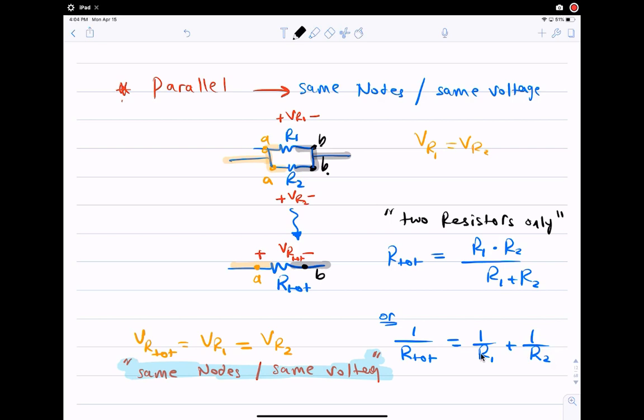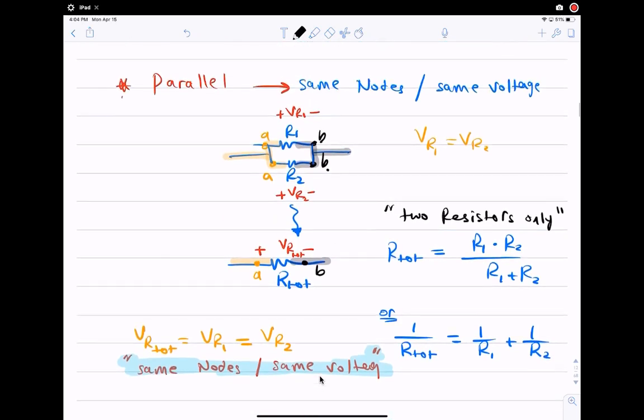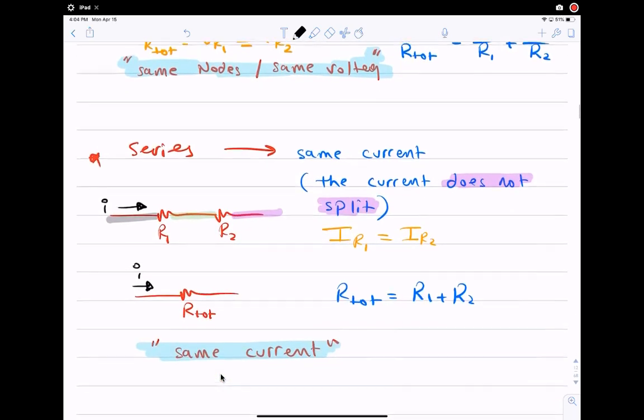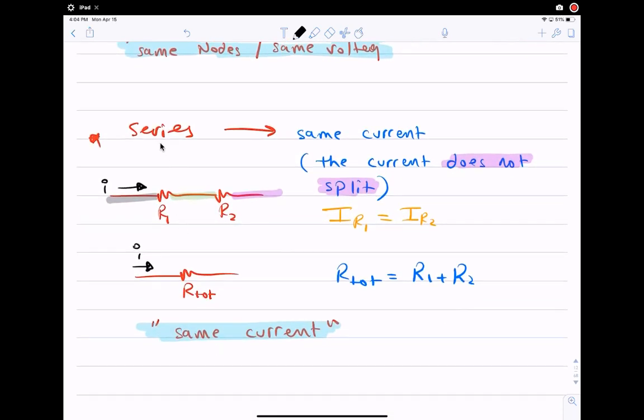Now to keep in mind, whenever I add two resistors in parallel and I replace them by R total, the nodes from the left and the right are still the same, node A and node B. And the voltage VR total is equal to VR1 is equal to VR2. Same nodes, same voltages. Keep in mind this very important statement because we will be using it a lot later on.